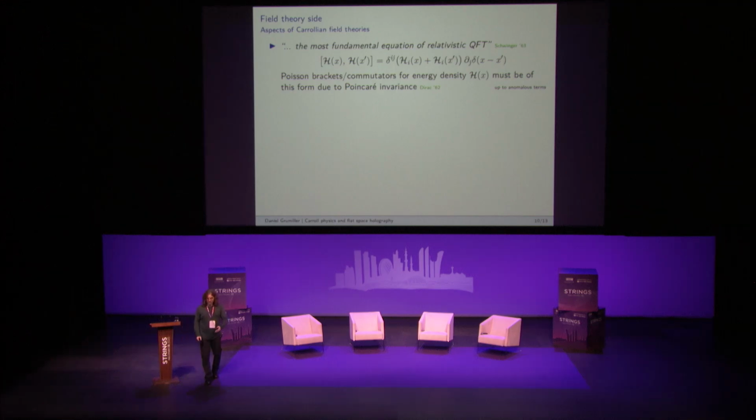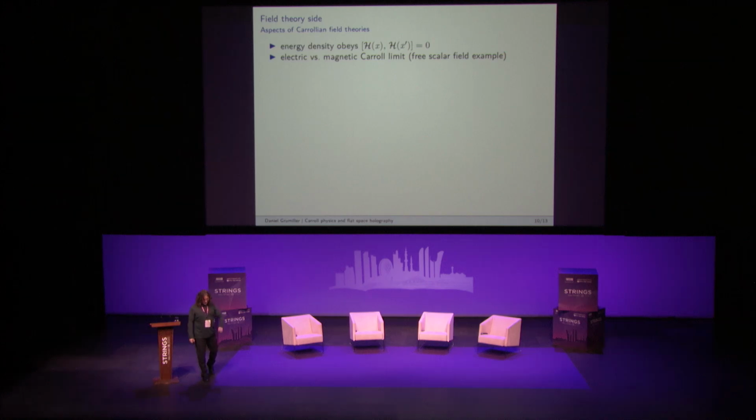So since we no longer have Poincare invariance in Carrollian field theories, it's fair to ask how is this commutator changed? And the answer is actually very simple. The result vanishes. So in Carrollian quantum field theories, the energy densities have to commute. And that's an important consistency check. So if you are inspired to do some model building using Carroll quantum field theories, that's an important consistency check that you can perform.